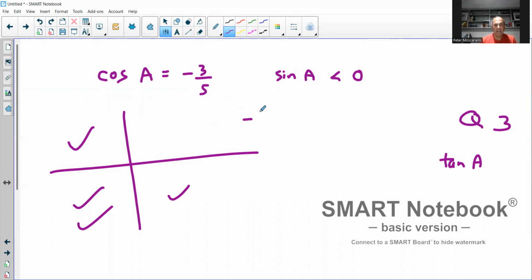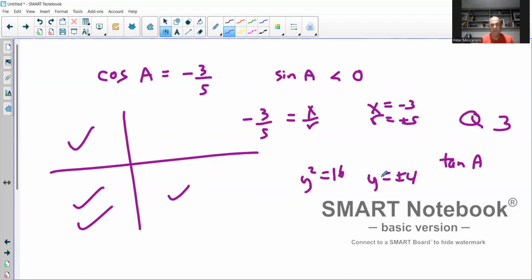So cosine is x over r. R is always positive, so r is positive 5. So x must be negative 3. Find y by Pythagorean theorem. You're going to get y squared equals 16, so y is plus or minus 4. But in this quadrant, y is negative. So y is negative 4.